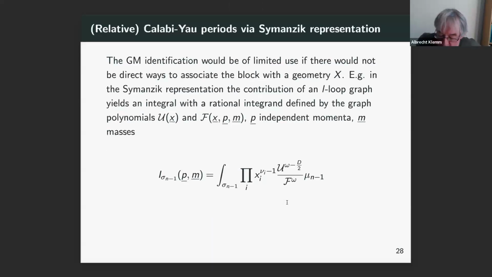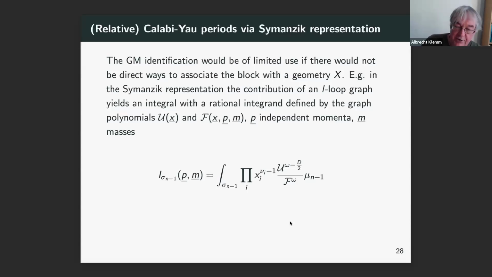So now, before I make a couple of comments on how you use the structure of Calabi-Yau periods, I go to my second identification of Feynman graphs with Calabi-Yau periods, which doesn't use this IBP relation, but is more hands-on and maybe simpler to understand analytically.